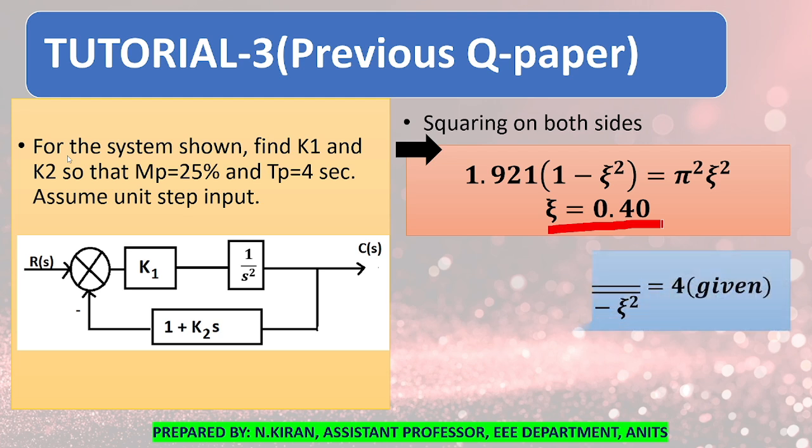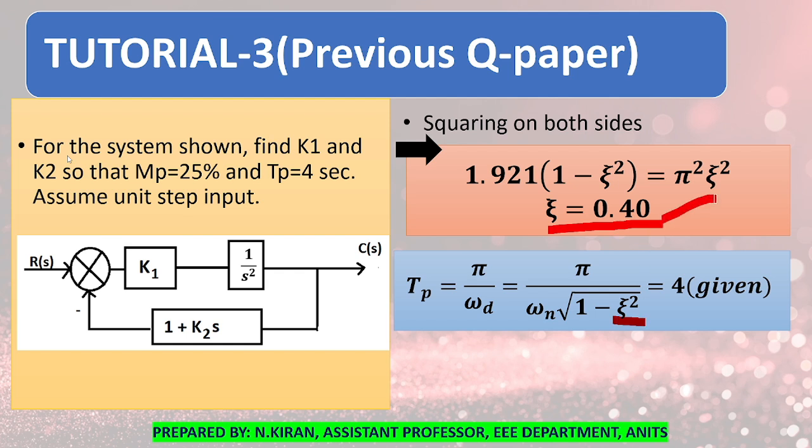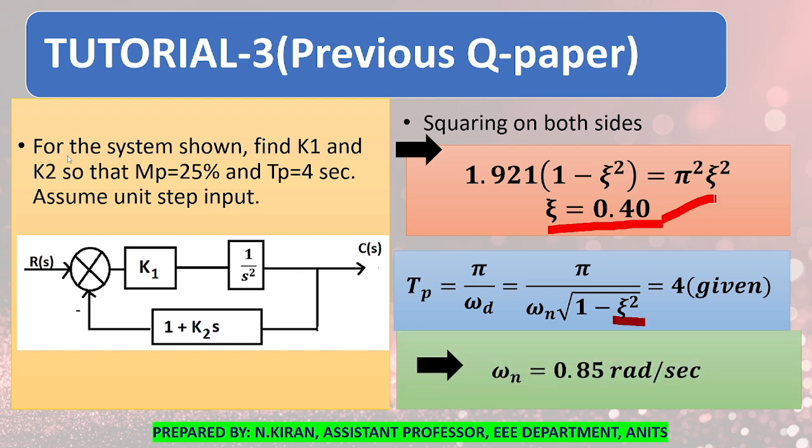Now peak time is also given. Peak time expression, we know it is pi by omega d, that is pi by omega n into root over 1 minus zeta square. So since we already know the value of zeta, which we have obtained in the previous case, that will lead me to the value of omega n as 0.85 radians per second. You can do the calculation on your own.